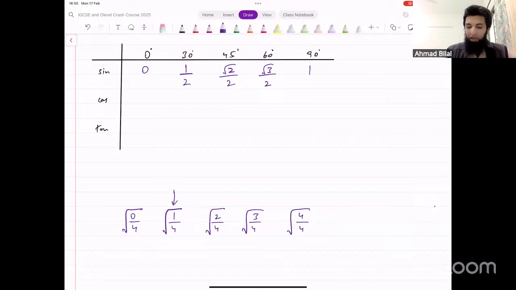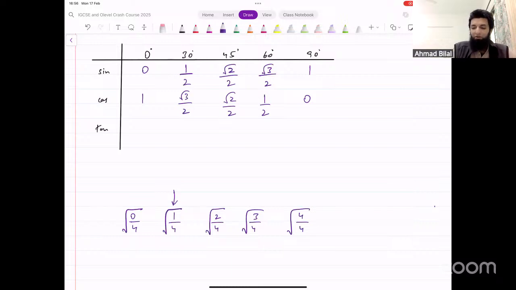Now, once you've written the sine values, cos values are just going to be the same values in the reverse order. So you start from 1. That's the first value. Then the second value is square root of 3 over 2. Third value is the same, square root of 2 over 2. Fourth value is 1 over 2. And the fifth value is 0. These are the cos values. So you just write down the same values in the reverse order once you've figured out the sine values.